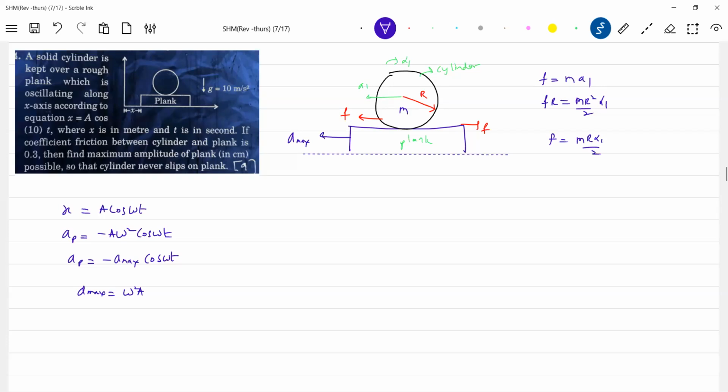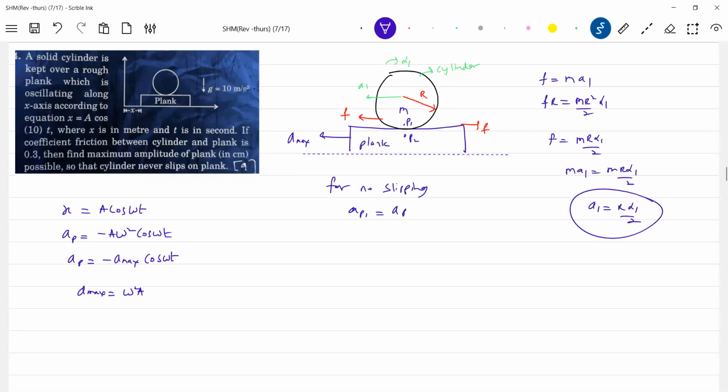I'll substitute F equal to this here. So m a1 equal to m r alpha 1 by 2. So therefore a1 equal to r alpha 1 by 2. Condition for no slipping: the acceleration of this point, for no slipping, the acceleration of point P1 should be equal to that of P2.